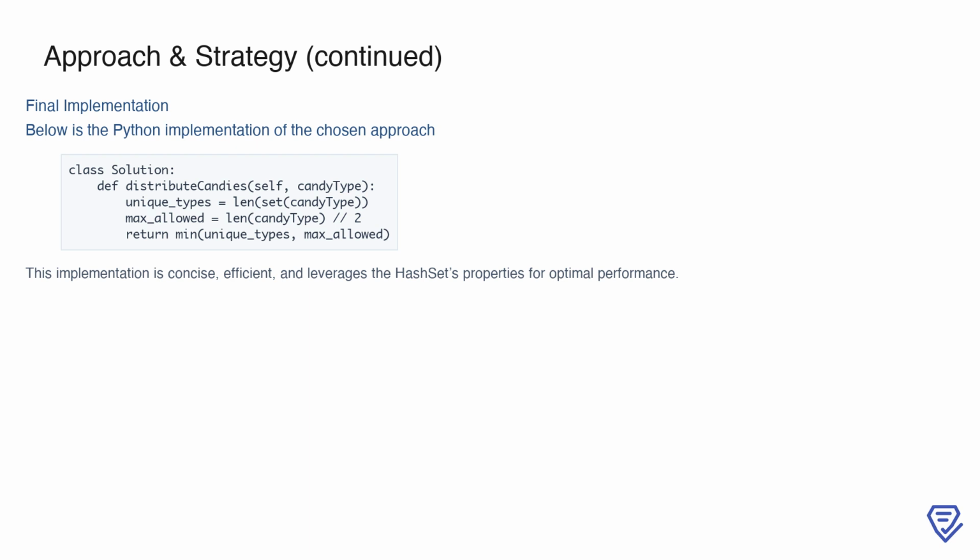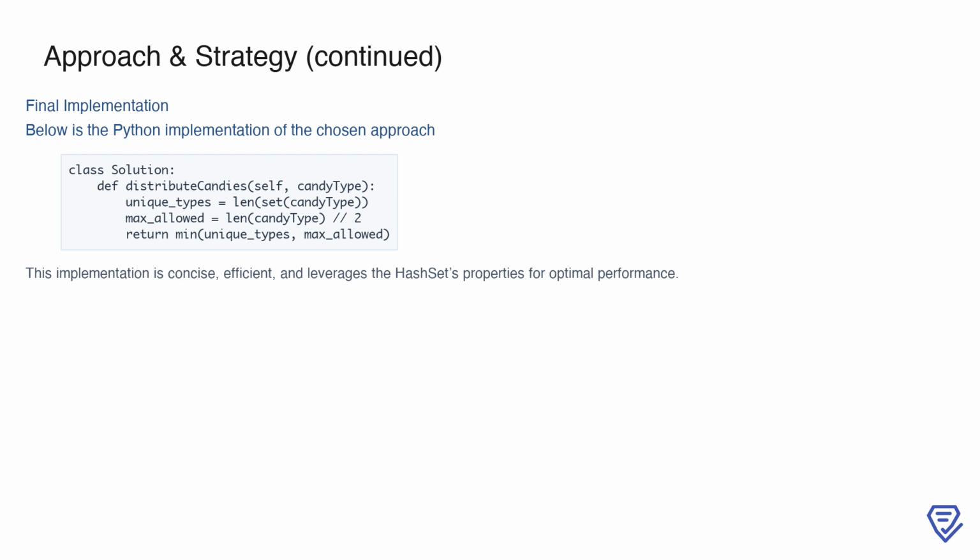Here's the Python implementation of the chosen approach using a hash set. We first compute the number of unique candy types by converting the array into a set, which automatically removes duplicates. The size of this set gives us the count of unique types. Next, we calculate the maximum number of candies Alice is allowed to eat, which is len(candy type)/2. Finally, we return the smaller value between these two numbers.